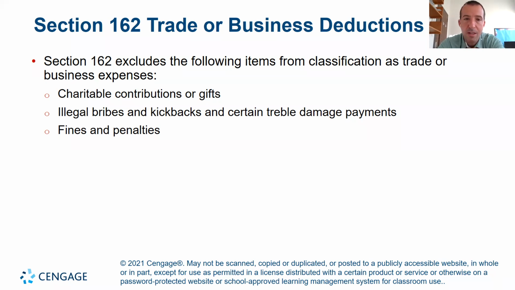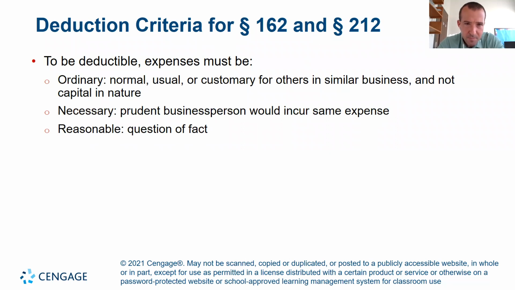You're not allowed to include any illegal bribes, kickbacks, anything that's illegal. You cannot include as a deduction for business expenses, and any fines incurred by the IRS, penalties, other government agencies, you cannot deduct. So pay attention to that. There is a homework problem there.